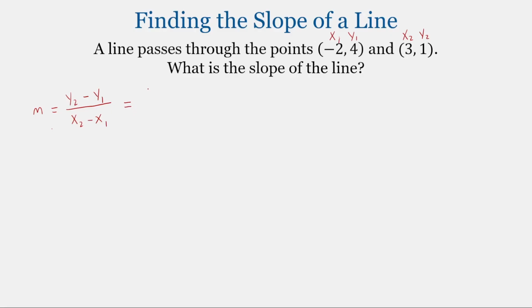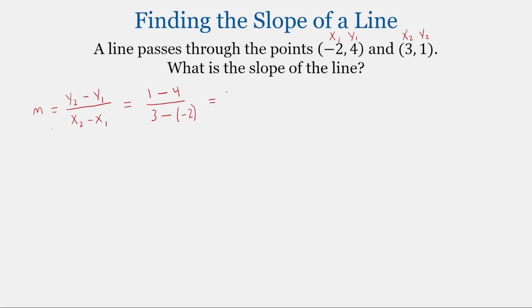So y sub 2 is 1 minus y sub 1 is 4, all over x sub 2 is 3 minus, and then x sub 1 is -2. And I will always write this out just to make sure I don't lose any negatives. So from here I'll do the arithmetic.